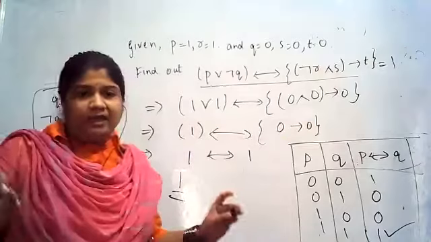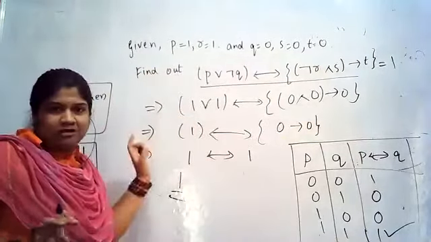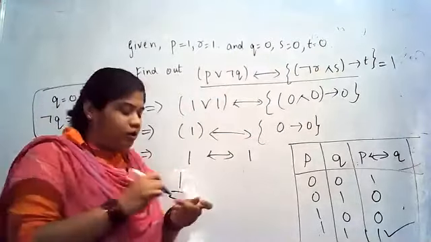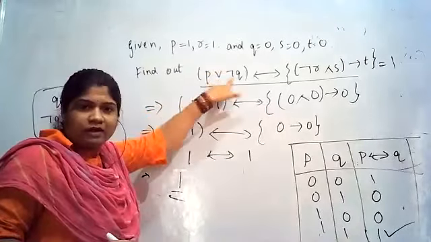They have given P, Q, R, S, T, everything. Just substitute the values and use the logic. Let us solve it step by step. First, if Q is given as 0, then negation Q becomes 1.